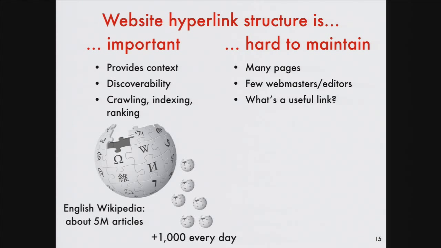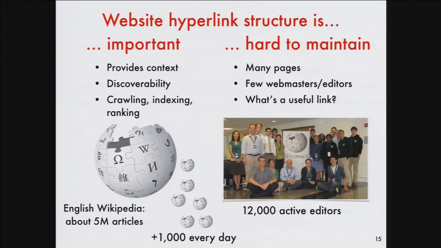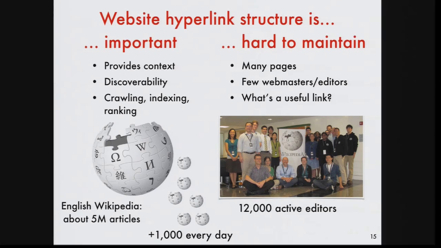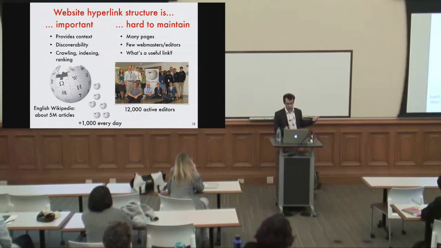As an example, let's look at Wikipedia. English Wikipedia has 5 million articles, but every single day, 1,000 new articles are created. If those articles aren't tied into the rest of the article network properly, then it will be really hard for users to discover them, and the articles will remain largely useless because they're invisible. At the same time, there are only about 12,000 active editors on Wikipedia at any time. So you see how there's a mismatch between the work that needs to be done and the work that can be done by the available workforce.